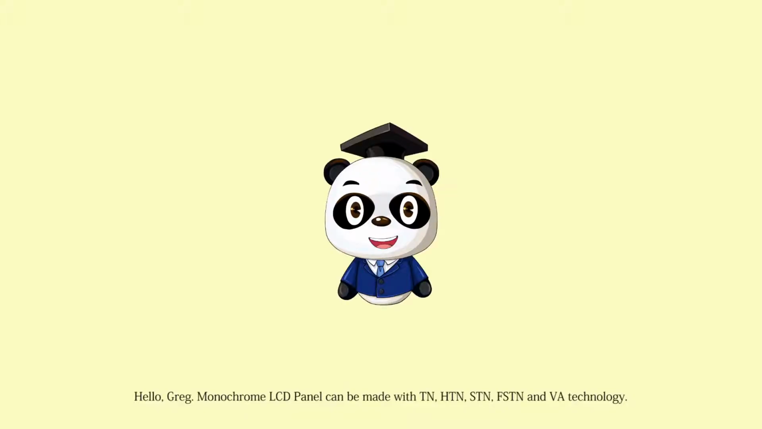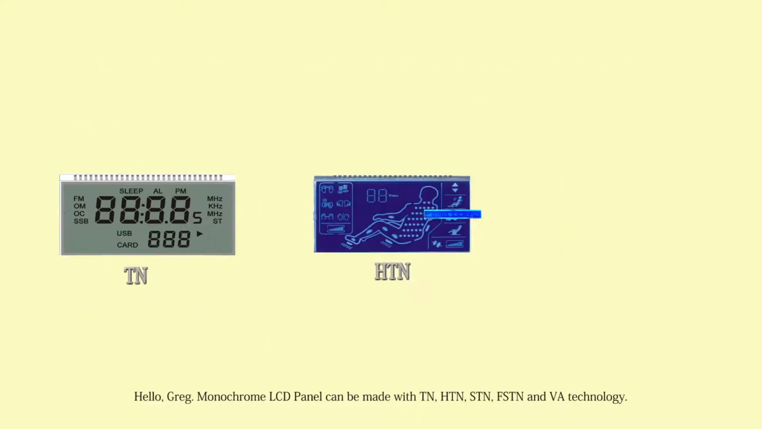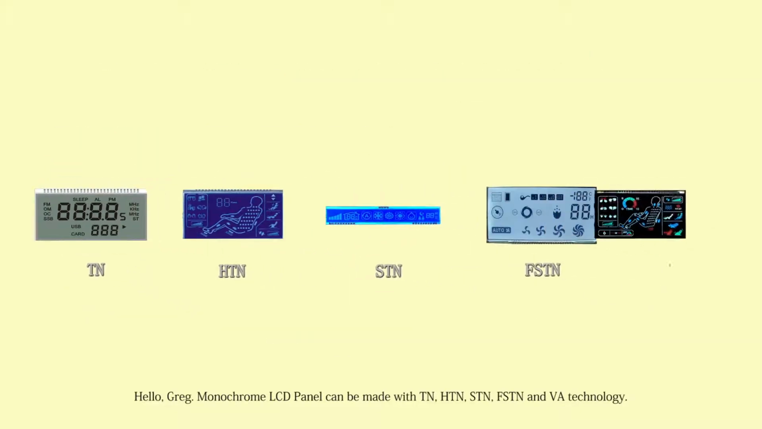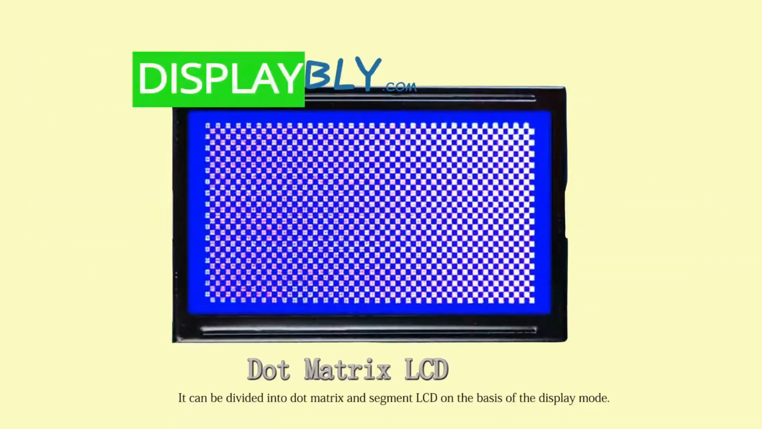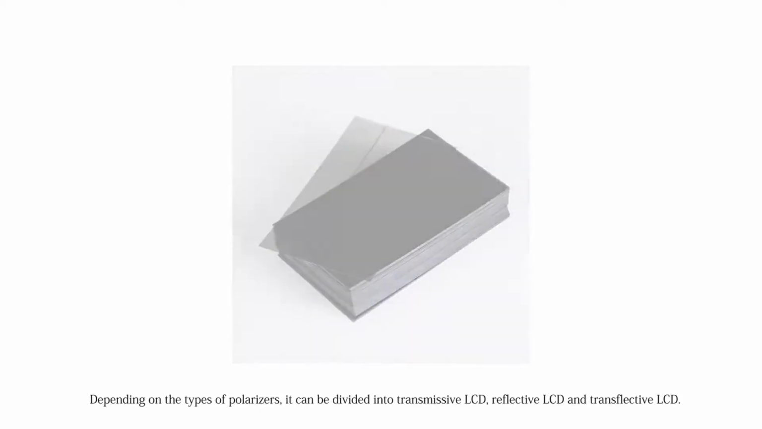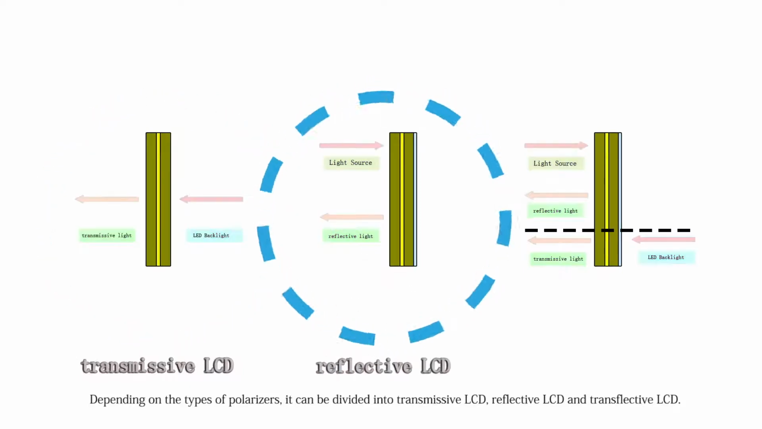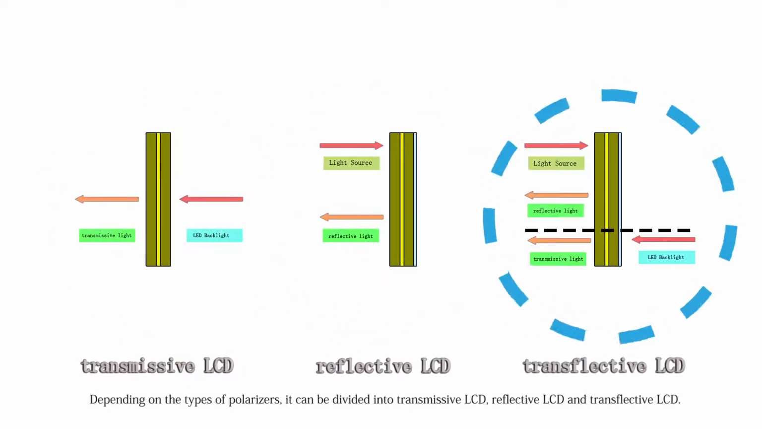Hello, Greg. Monochrome LCD panel can be made with TN, HTN, STN, FSTN and VA technology. It can be divided into dot matrix and segment LCD on the basis of the display mode. Depending on the types of polarizers, it can be divided into transmissive LCD, reflective LCD, and transflective LCD.